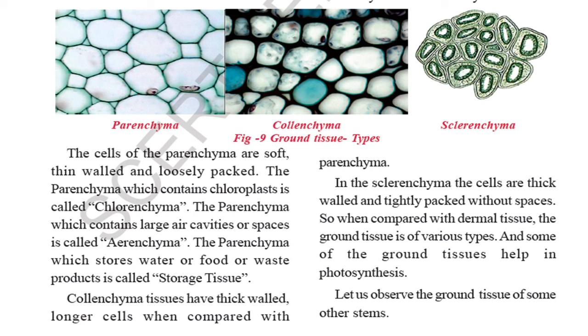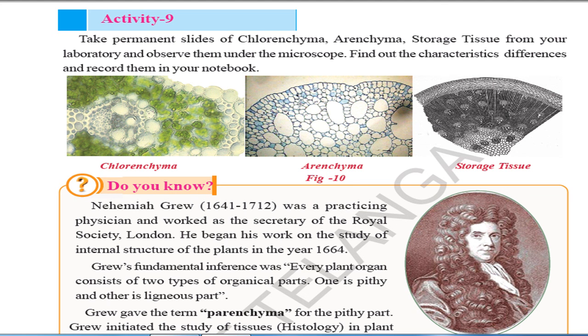Then we'll study this last one, sclerenchyma, that green structure. Collenchyma tissues have thick-walled longer cells when compared to parenchyma. In the sclerenchyma, the cells are thick-walled and tightly packed. Got it? Tightly packed without spaces. So when compared with dermal tissue, the ground tissue is of various types, and some of the ground tissues help in photosynthesis. Let us observe the ground tissue. Is it clear now? You will be able to learn and understand it.